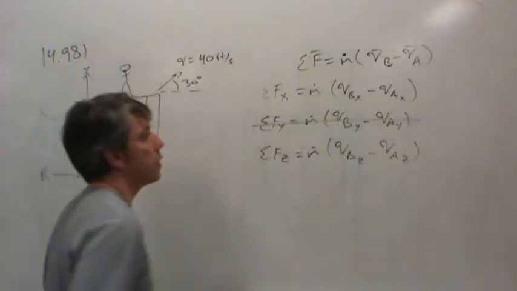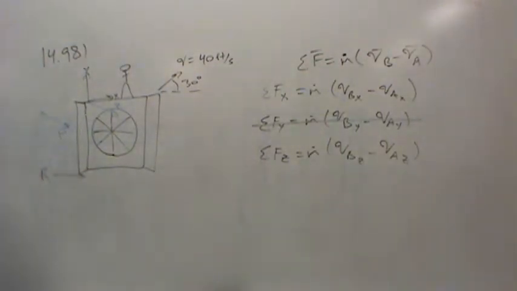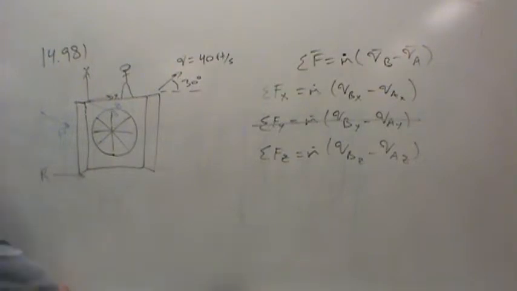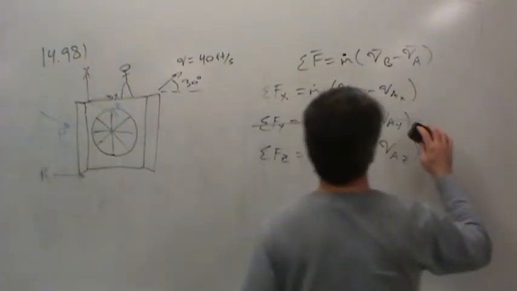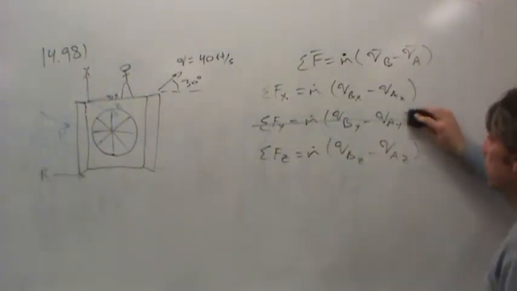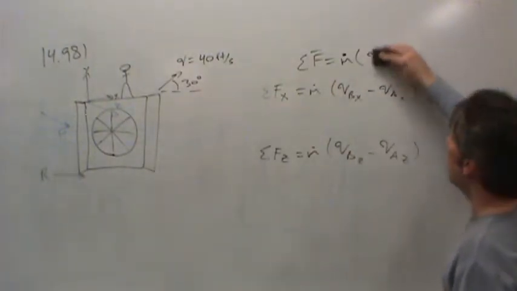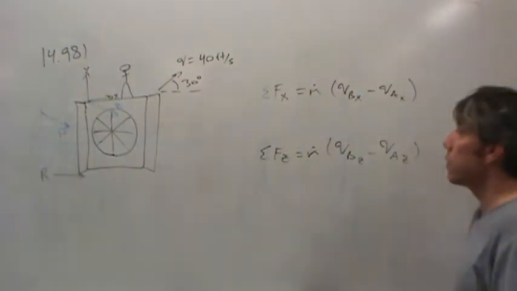Why are we not going to use Y? Because they didn't ask us for the force in the Y direction, see? All we want is the force in the X direction and the force in the Z direction. So, while this equation is true, they didn't ask us for it, and so we're not going to use it. Okay, so now we've written both of the components that we're interested in.